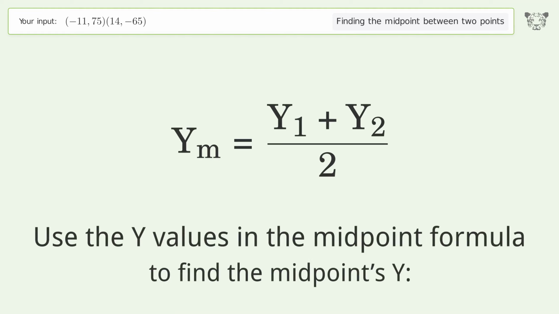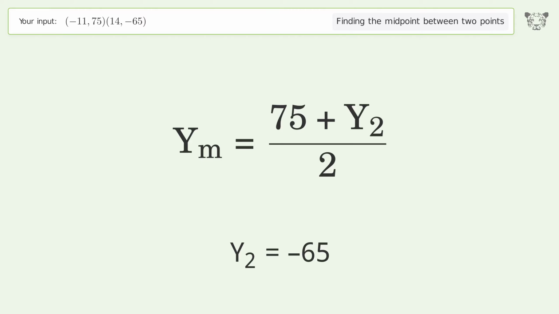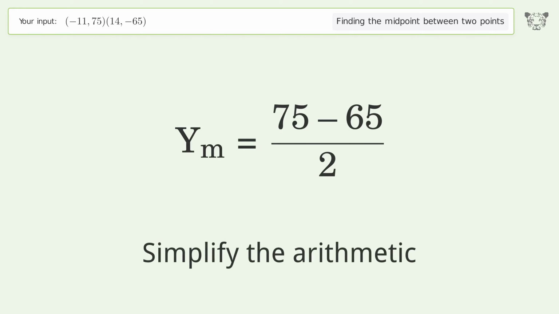Use the y values in the midpoint formula to find the midpoints y. y1 equals 75. y2 equals -65. Simplify the arithmetic.